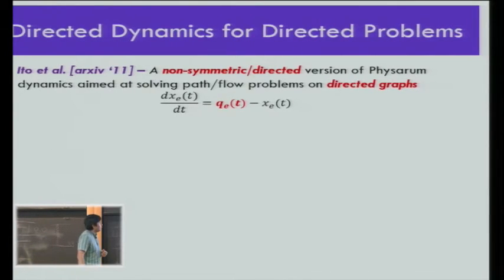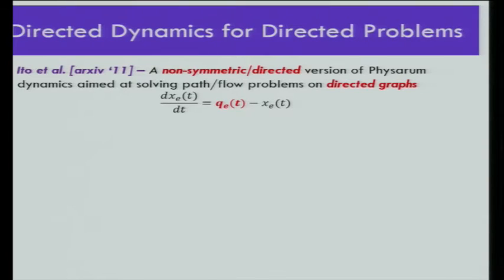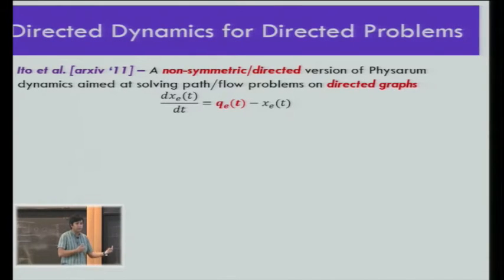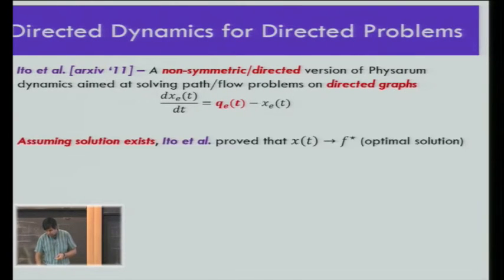Here, the dynamics are different. Instead of looking at the conductance change based only on the magnitude, they also take into account the sign of the flow through that edge. So this changes things quite a bit. This number need not be positive, for instance, because this is an electrical flow through an edge. It could be going this way or that way. So they showed that assuming a solution exists, the solution does indeed converge to the optimal solution. Again, assume a unique optimal.